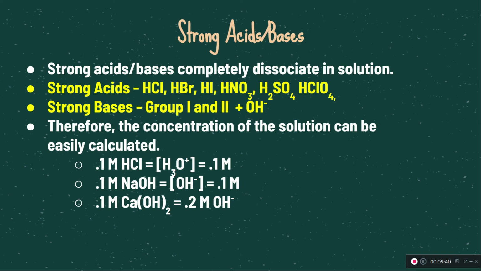Be careful though, especially with group 2 bases, because with 0.1 molar Ca(OH)2, remember that for each one of those that breaks down, I'm going to get 2 hydroxide ions. So my concentration of hydroxide is going to be twice that of my original concentration.